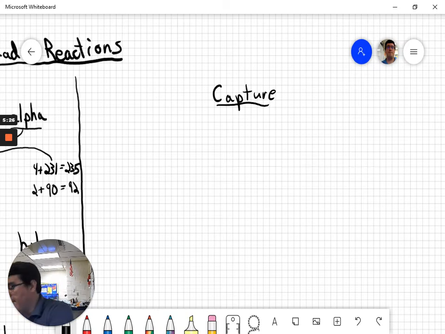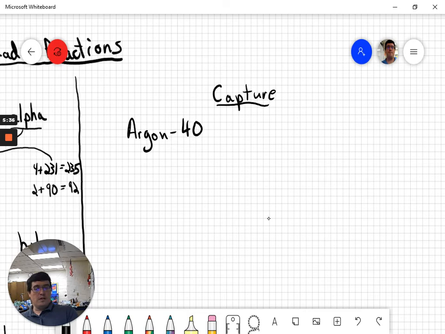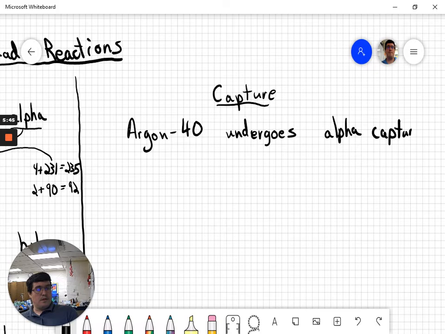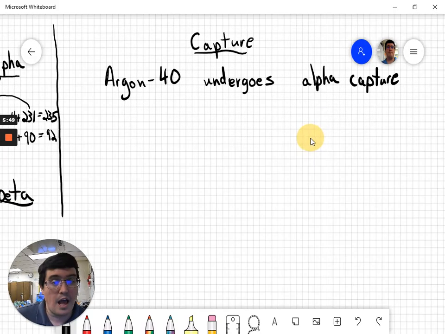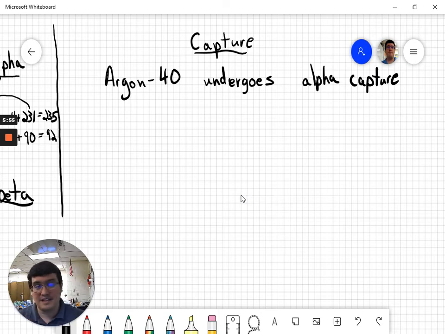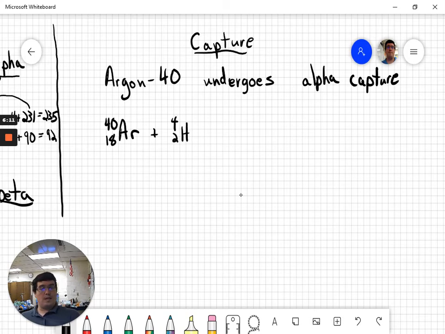So, for example, let's get a good element for this. Let's do argon-40 undergoes alpha capture. All right, so on these kinds of reactions, if in decay the particle was on the right-hand side, in capture the particle is on the left-hand side. So we're going to have argon with a mass of 40, and argon has an atomic number of 18. It's going to undergo alpha capture, so alpha is 4,2He.